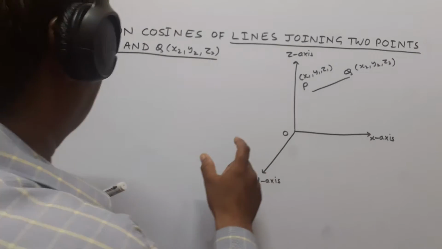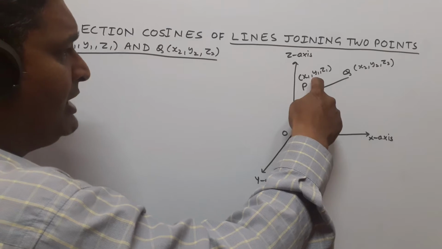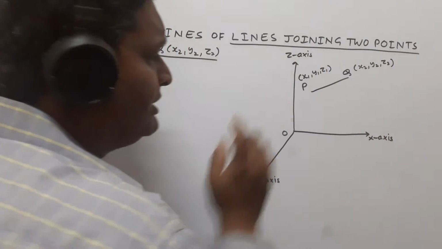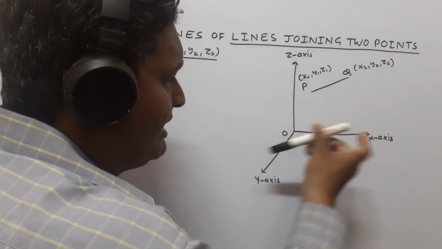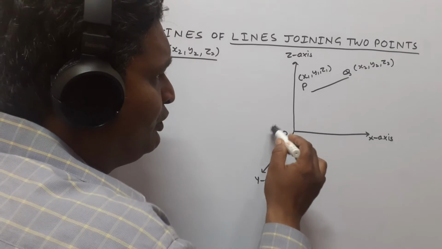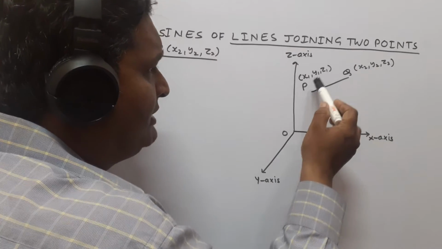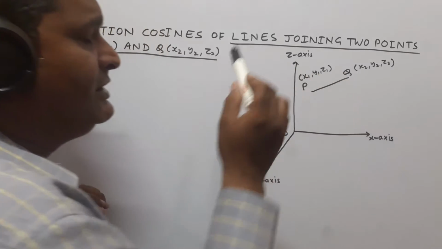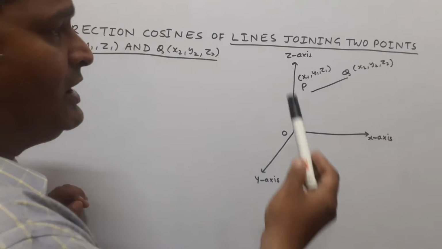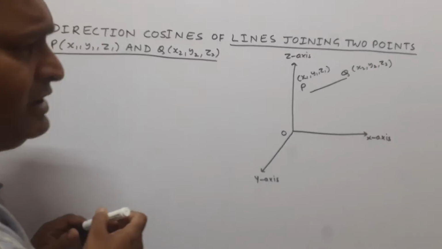Now we have to find the direction cosines of the line PQ joining two points P and Q whose coordinates are x1 y1 z1 and x2 y2 z2. Suppose that this is the x axis, this is the y axis, this is the z axis, this is the origin. Here there are two points P and Q. Coordinates of P are x1 y1 z1 and coordinates of Q are x2 y2 z2. Now we have to find the direction cosines of this line PQ.